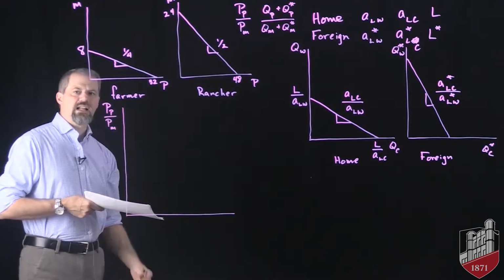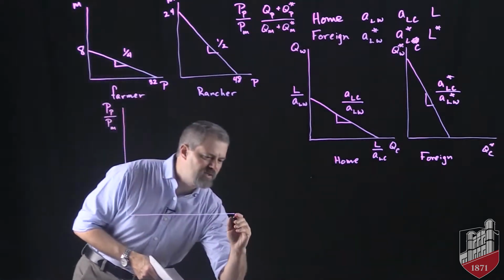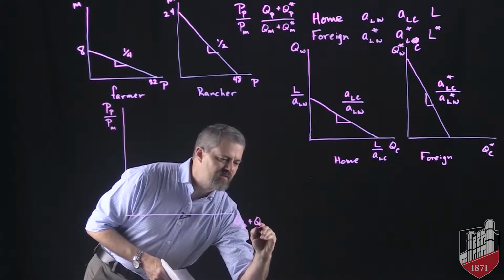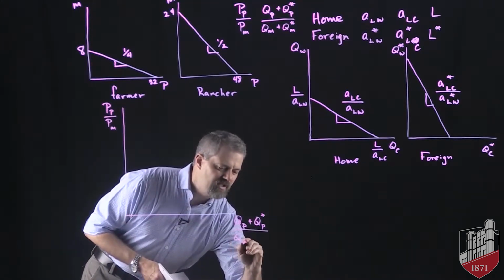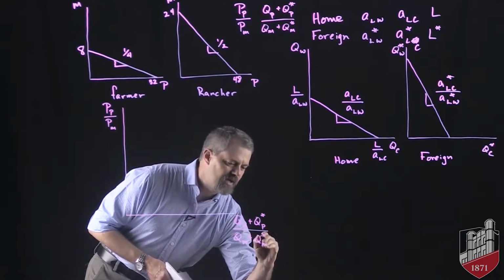And on our horizontal axis, we're going to have quantity, only it's going to be the relative quantity. It's going to be the quantity of potatoes produced by the farmer plus the quantity of potatoes produced by the rancher divided by the quantity of meat produced by the farmer plus the quantity of meat produced by the rancher.